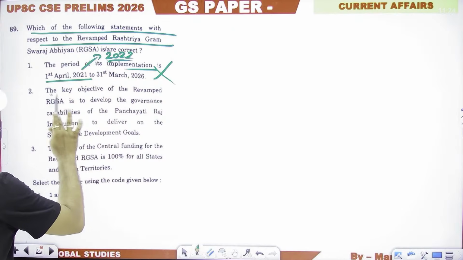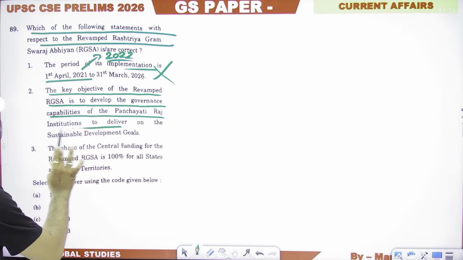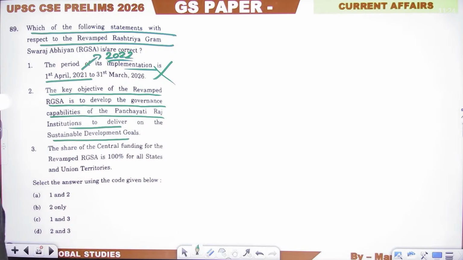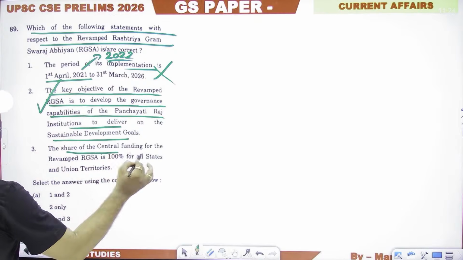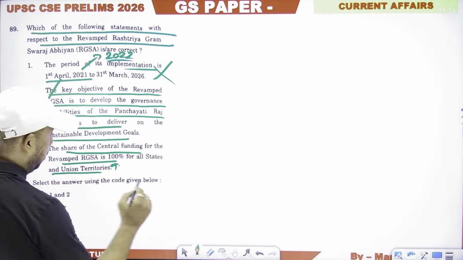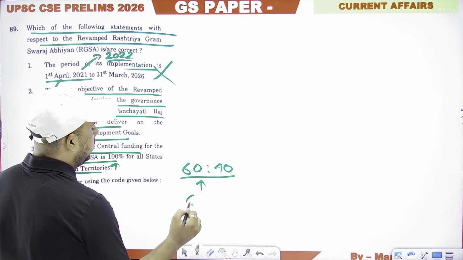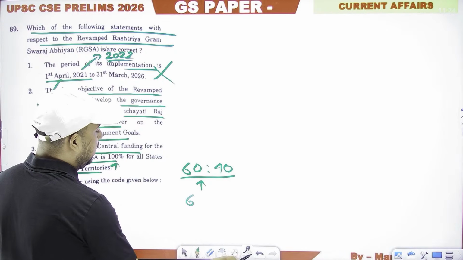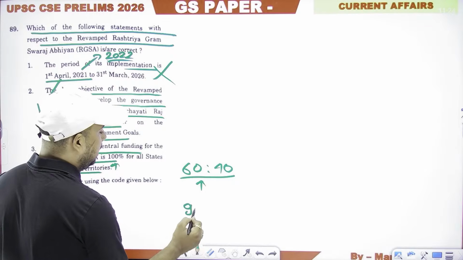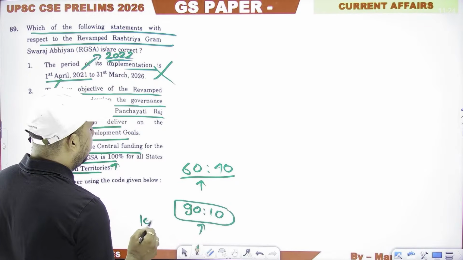Next, they are saying that the key objective of the revamped RGSA is to develop the governance capability of Panchayati Raj institutions to deliver on the sustainable development goals. This statement is absolutely right. The share of the central funding for the revamped RGSA is 100% for all states and union territories. No, it is in the 60-40 ratio for majorly states, and it is 90-10 ratio for the mountainous states like Himachal, Uttarakhand, Sikkim, and it is 100% for the UTs.